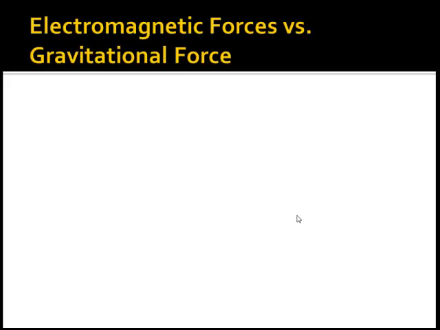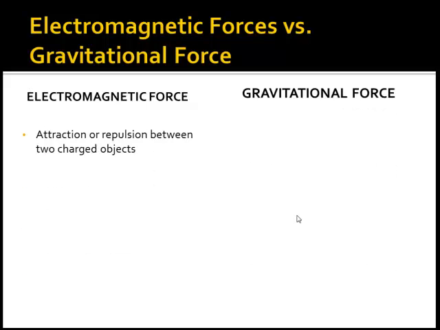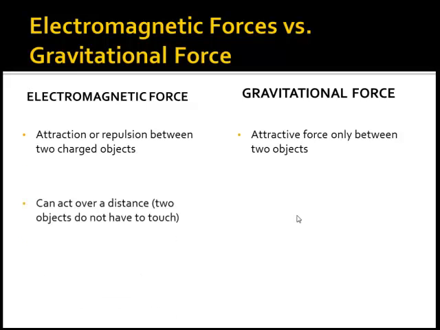Gravitational forces versus electromagnetic forces. Let's take a look at some of the similarities and differences. Your electromagnetic force has attraction or repulsion between two charged objects. Your gravitational force is only attractive, and anything that has mass will have gravity. So electromagnetic force is attraction or repulsion between two charges, and the gravitational force is only attractive, and that is just between any two objects that have mass.